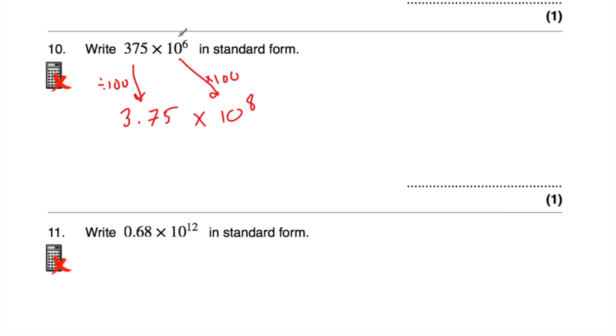And if we make this 100 times bigger, it would add on 2 more zeros, so it'll be 10 to the power of 8 rather than 10 to the power of 6. So the answer would be 3.75 times 10 to the power of 8.